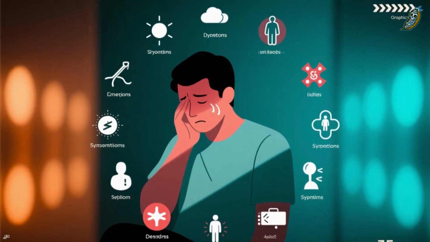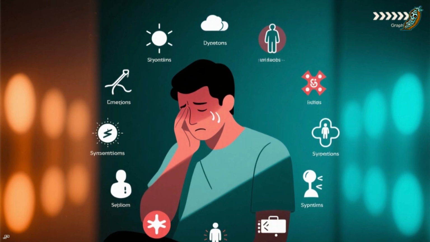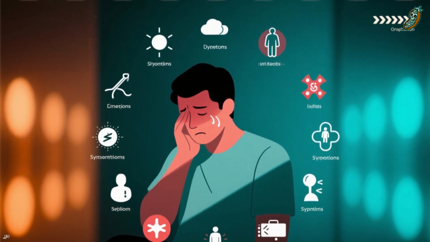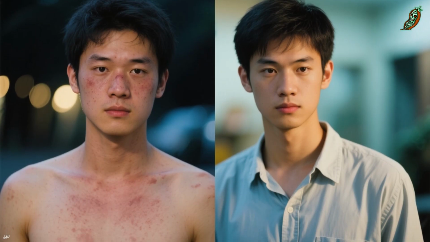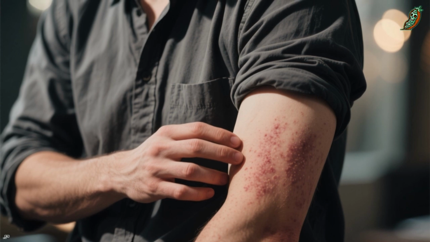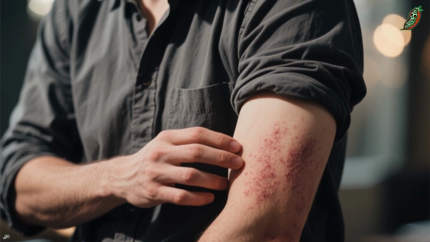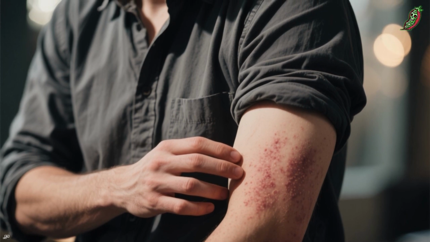Early symptoms of Lyme disease can include fever, chills, headache, fatigue, muscle and joint aches, swollen lymph nodes, and a distinctive skin rash known as erythema migrans. And it's important to note that not everyone will develop this rash. However, if you do see a rash that looks like this that is expanding outward from the site of the tick bite, then you should definitely seek medical attention.